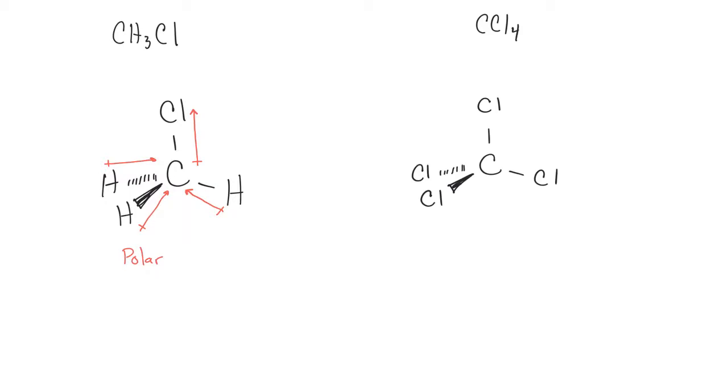Let's consider carbon tetrachloride. In this molecule, we have chlorine that's going to be more electronegative than the carbon. So chlorine will pull the electrons away from the carbon. And since there are 4 chlorines and they are all bonded to the carbon atom, and the geometry is tetrahedral, the pulls created by these chlorine atoms will all cancel each other out. And as a result of this cancellation, carbon tetrachloride is nonpolar.